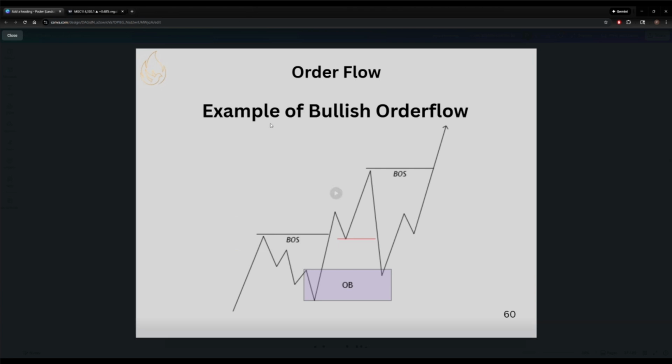So this is an example of bullish order flow. So break of structure is the same thing as CISD.